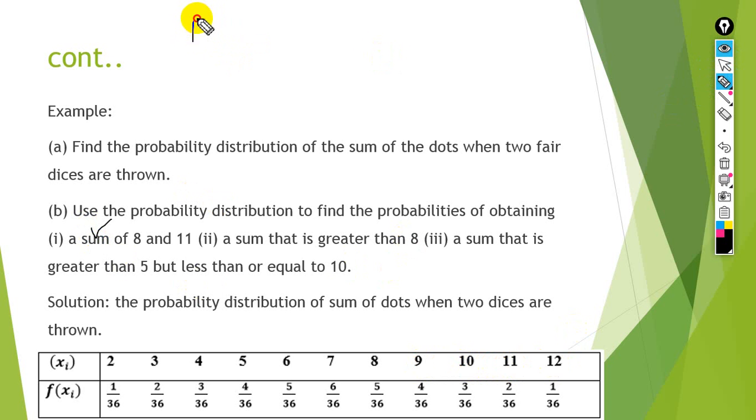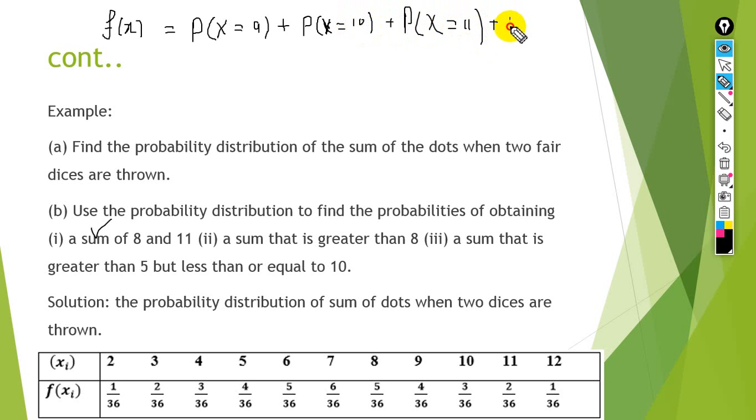So now the probability, P of X equal to 9, plus P of X equal to 10, which is greater than 8, plus the probability of X equal to 11, plus the probability of X equal to 12.